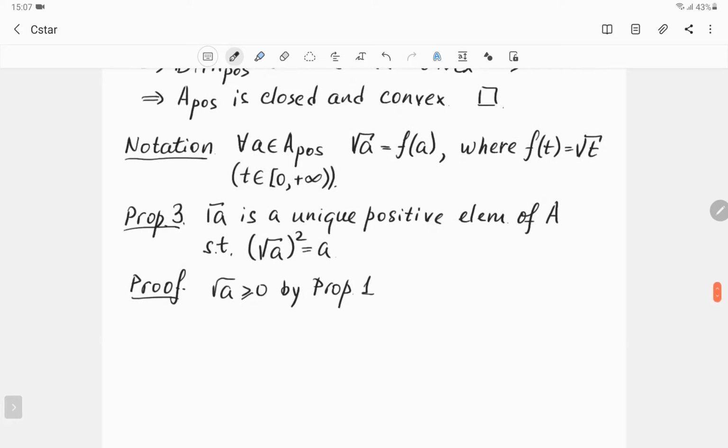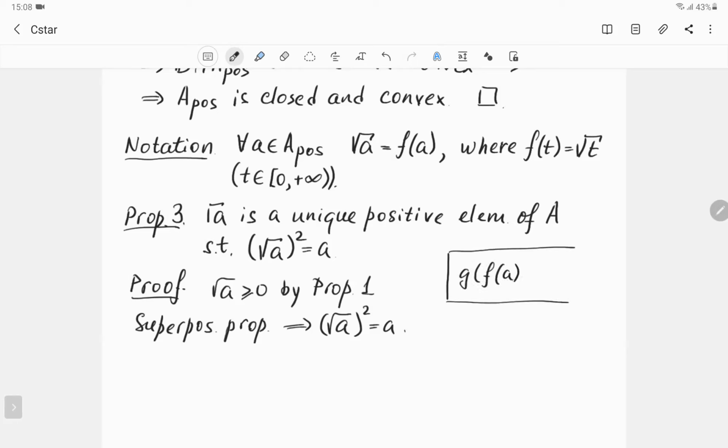So if we apply it to two functions, square root and square, we see that if we first take the square root and then take the square, we get A. The superposition property in general states that if we have two functions f and g, where f is a continuous function on the spectrum of A, and g is a continuous function on the spectrum of f of A, then if we first apply f to A and then apply g to f of A, the result will be the same as if we first compose g and f and then apply it to A. So this is the superposition property. And here we apply it to the square root function and to the square function.